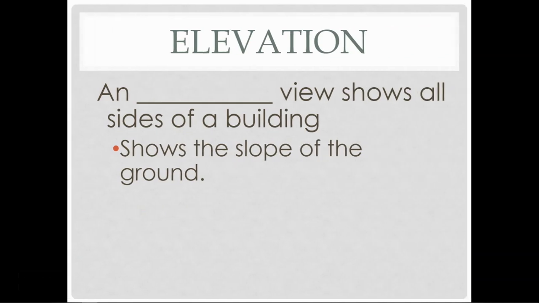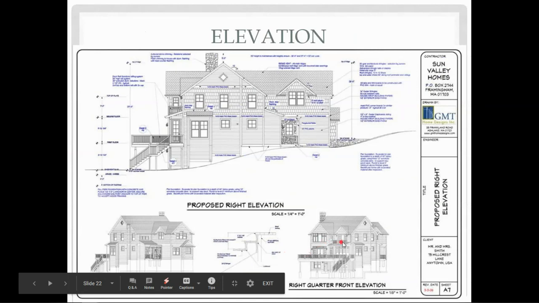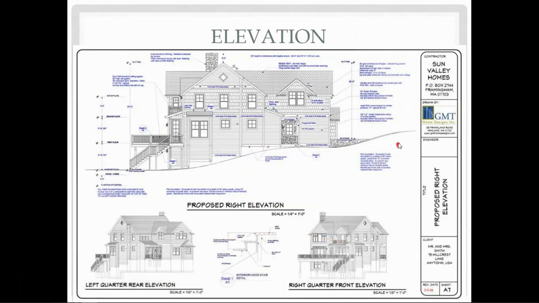An elevation view shows all sides of a building. So we can see the elevation here, right, front, back, sides. That's what an elevation view is. It's also going to show you the topography and the slope of your land, because that's going to really determine how you're able to build a foundation. And what exactly do you need to do in order for that house to stand?